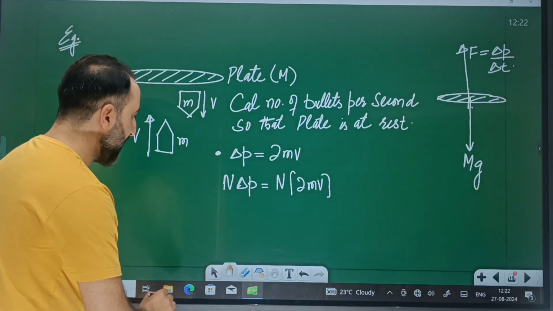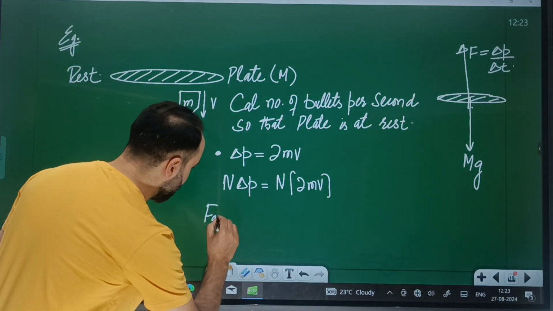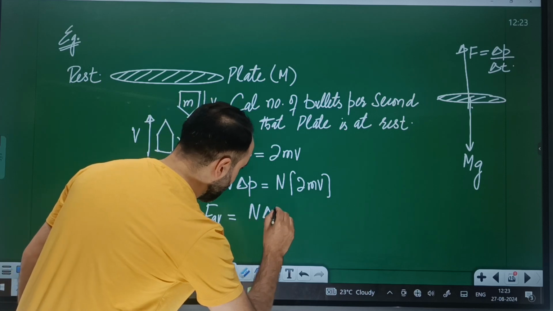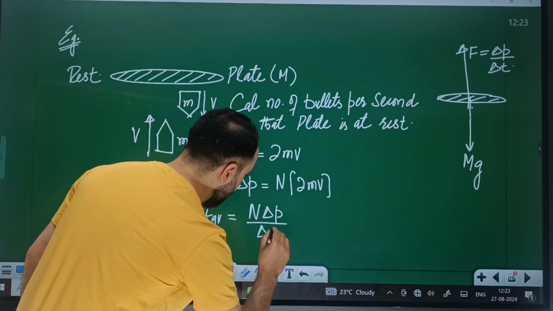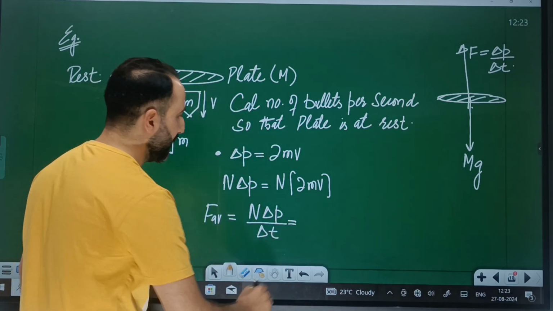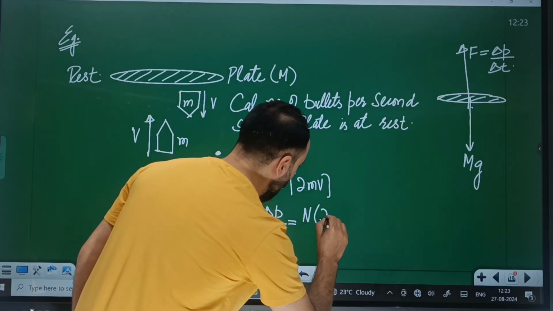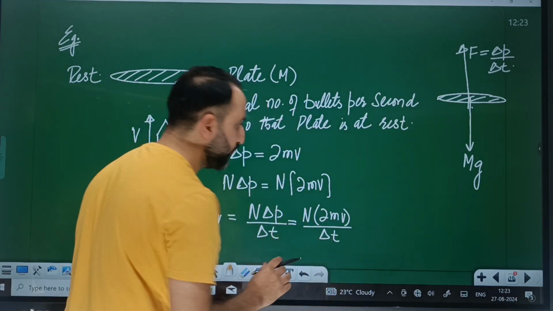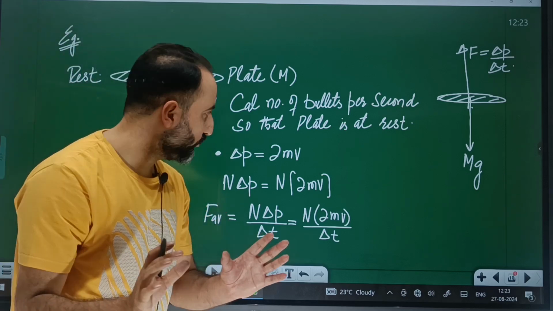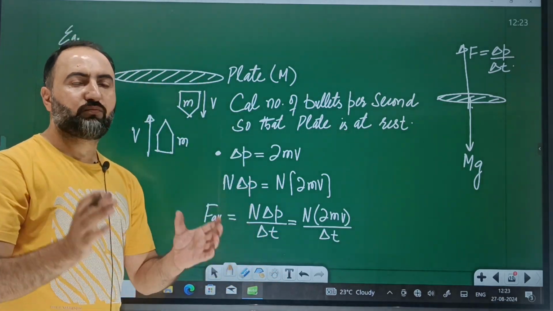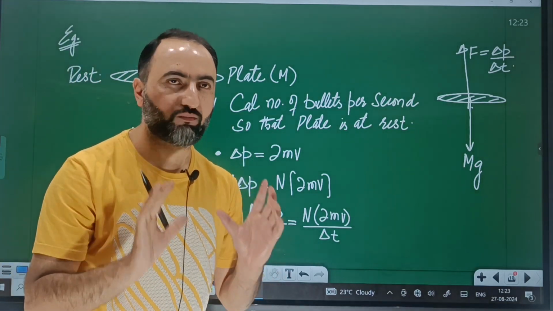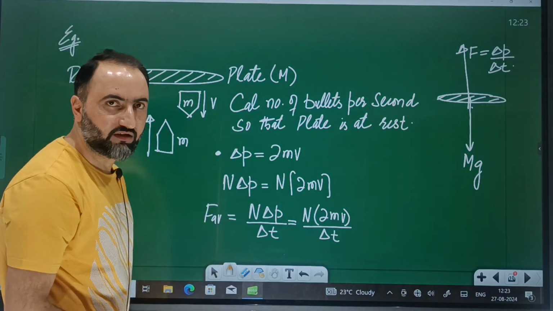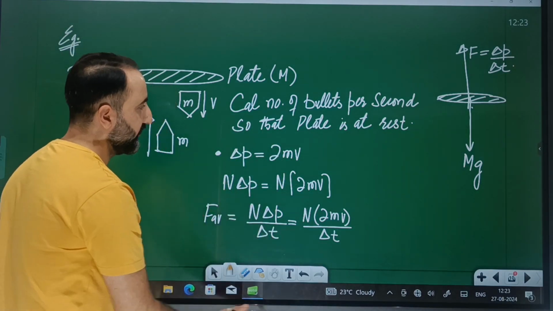Okay, now what is the average force exerted by the bullets on the plate? That is change in momentum, which is n into delta p divided by delta t, and that comes out to be n into 2mv divided by delta t. Is that clear to you? It's very easy. First of all, I have calculated change in momentum for one bullet, twice mv. For n number of bullets, multiply by n. Average force, Newton's second law.